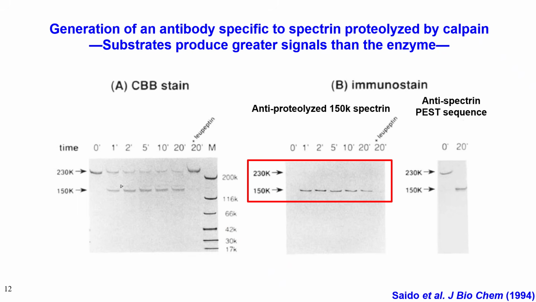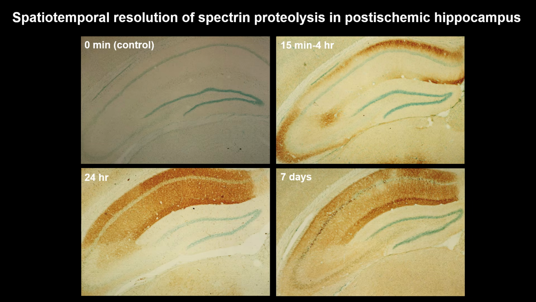Now I would like to show that antibodies to a substrate are more sensitive than those to a protease because the number of the former is generally larger than that of the latter. We thus made an antibody that recognizes calpain-cleaved spectrin. Use of this antibody allowed us to resolve spatiotemporal calpain activation after transient ischemia like this at time 0, 15 minutes to 4 hours, 24 hours, and 7 days, accounting for the delayed neuronal death.